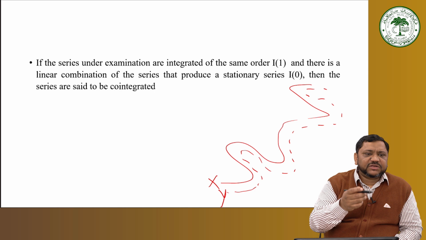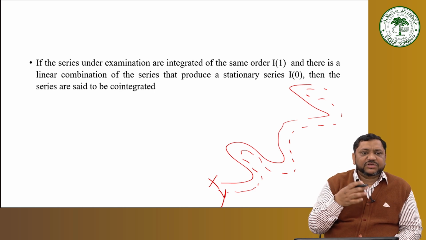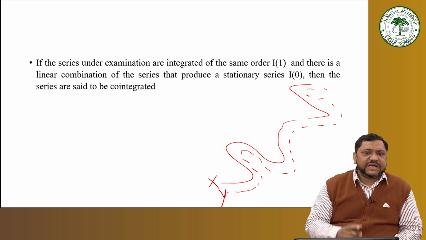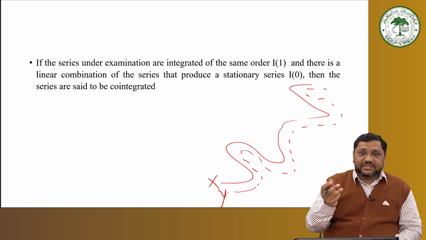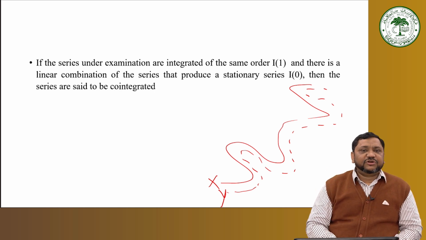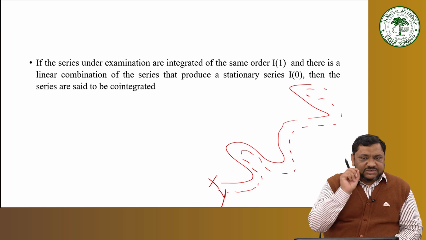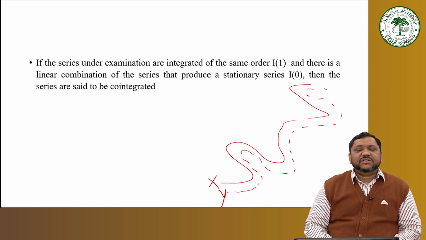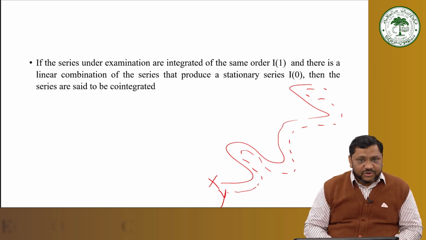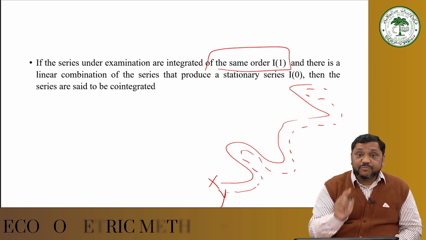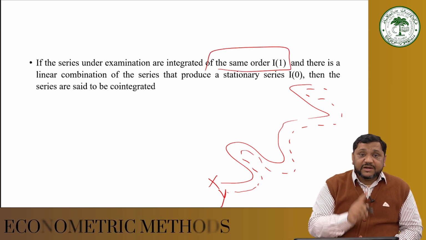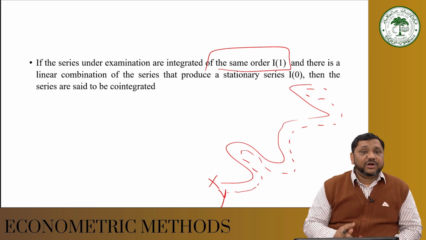So the definition is, if the two series or more than two series under examination are integrated of the same order I1, and there is a linear combination of the series that produces a stationary I0 series, then the series is said to be co-integrated. So one condition is that the series should be integrated of the same order I1.